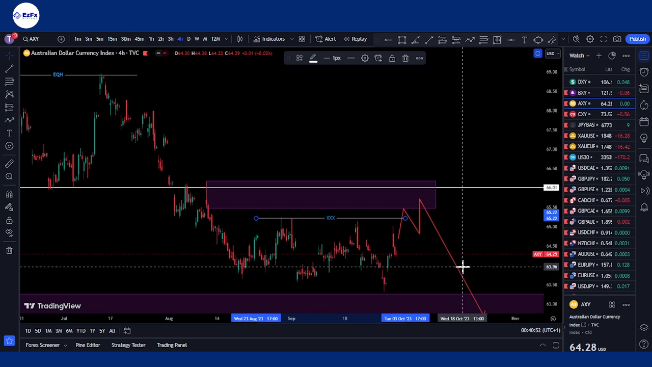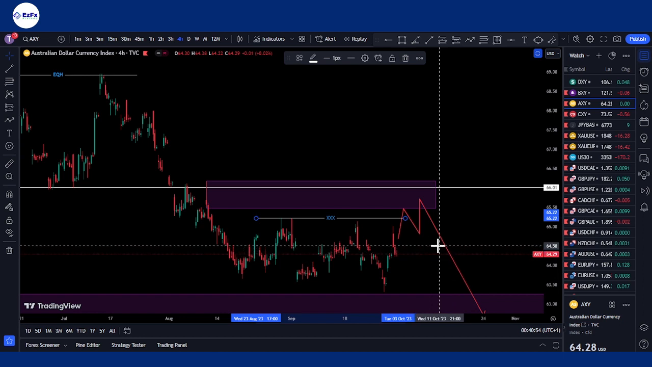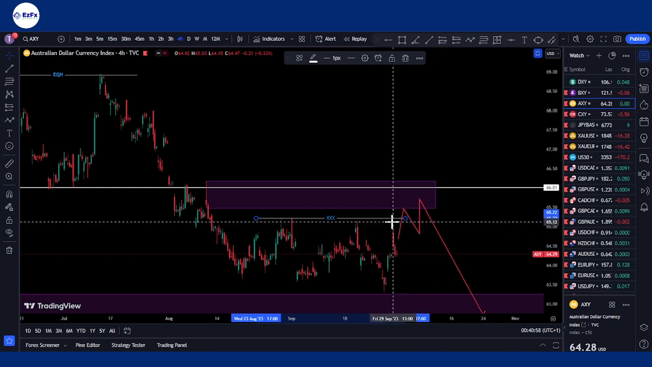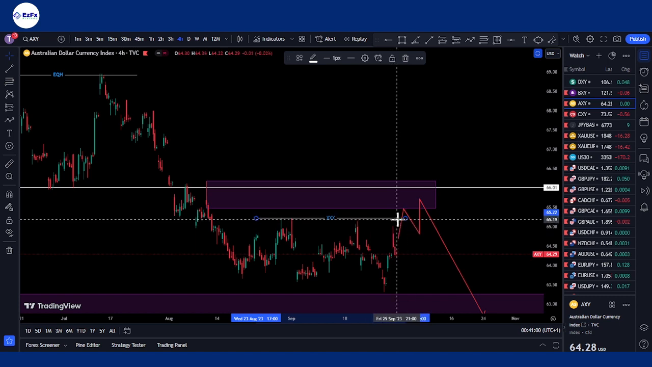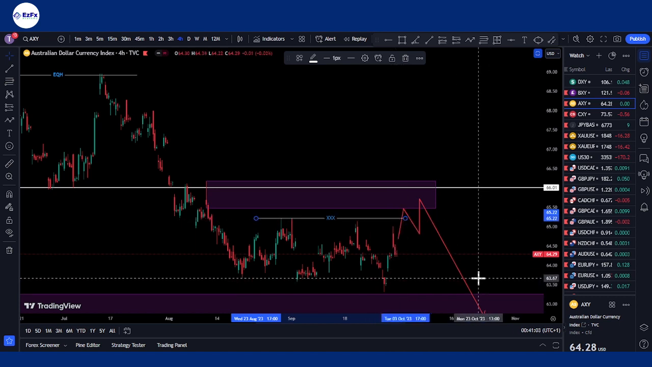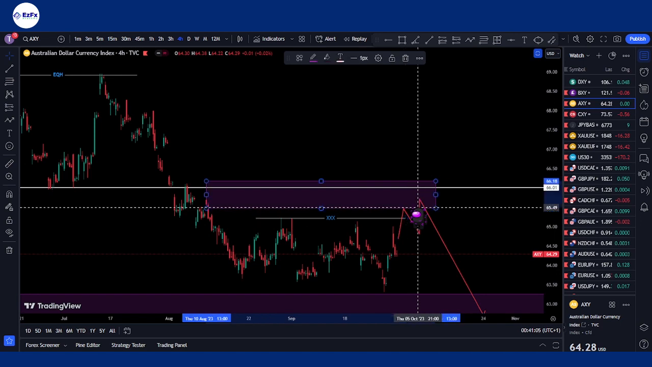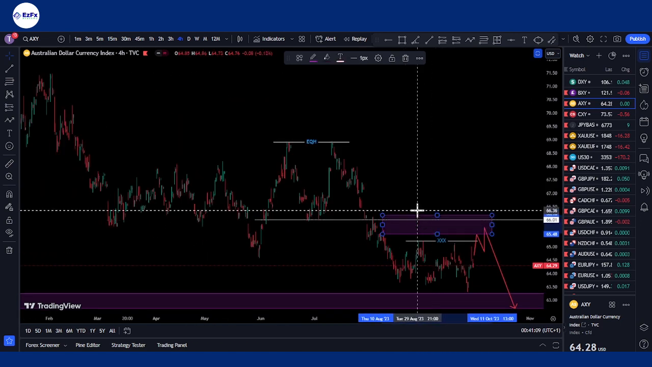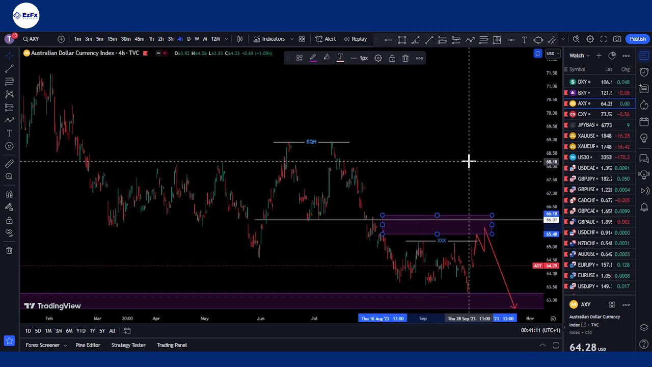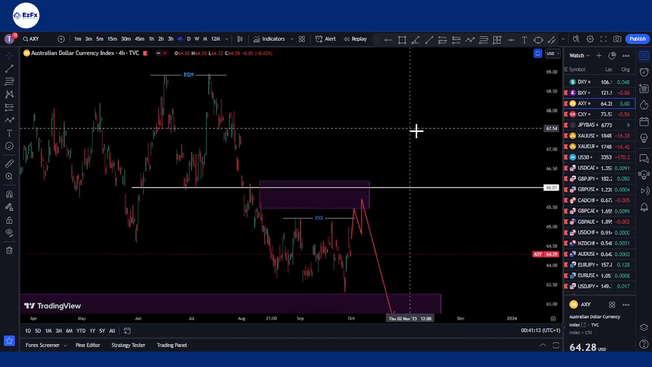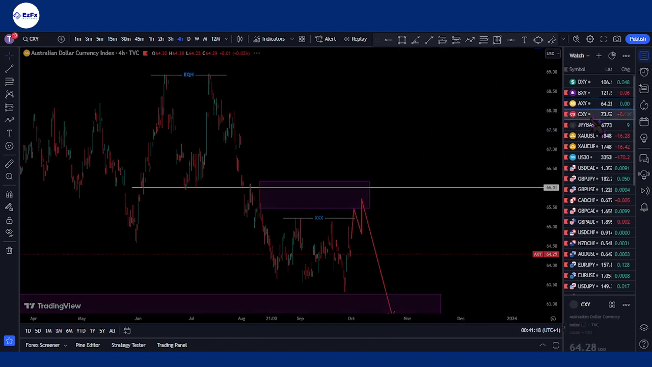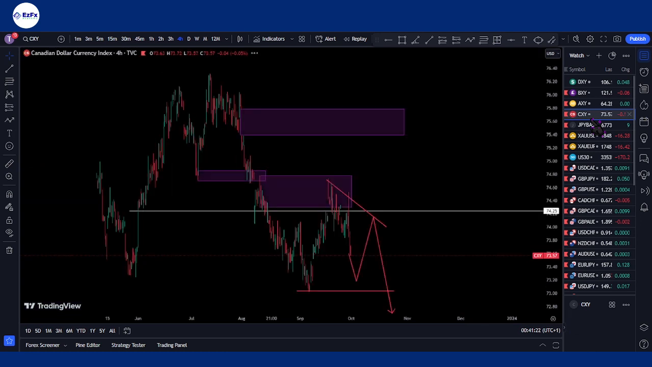So we might just have that break above that resistance. However, if we just get a straight away rejection from the resistance again, they will just continue being bearish without necessarily needing to rise or to come up into this zone. So just to recap again, my overall bias for AXY will still be for it to continue being bearish. Next up, let's look at CXY, which is the Canadian Dollar Currency Index quickly.